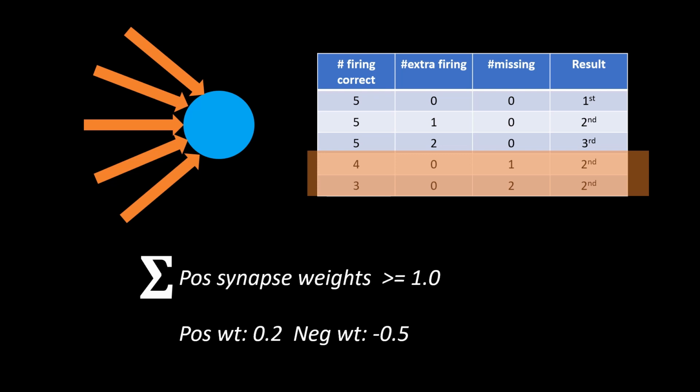Suppose only 4 of the 5 neurons in the pattern fires. Then it will be 2 cycles to cause the target to fire. But if it's only 3, it still takes 2 cycles to cause the target to fire. So there is no way to differentiate between a 1-bit error and a 2-bit error.